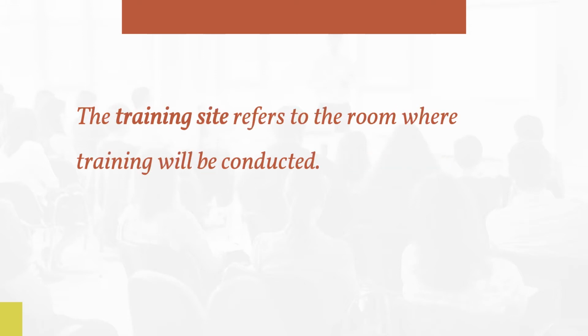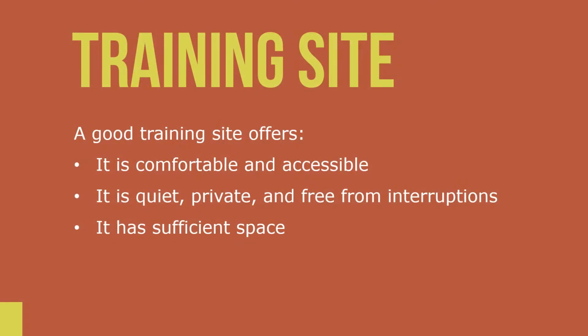The training site refers to the room where training will be conducted. A good training site offers the following features. It's comfortable and accessible. It's quiet, private, and free from interruptions. It has sufficient space for trainees to move around easily, offers enough room for trainees to have adequate workspace, and has good visibility for trainees to see each other, the trainer, and any visual displays or examples of what will be used, like videos, product samples, charts, and slides.